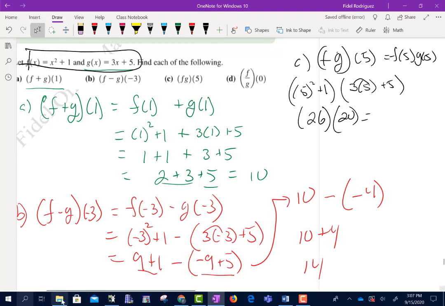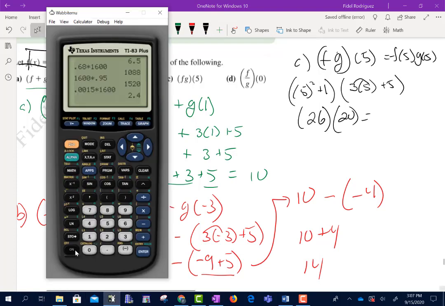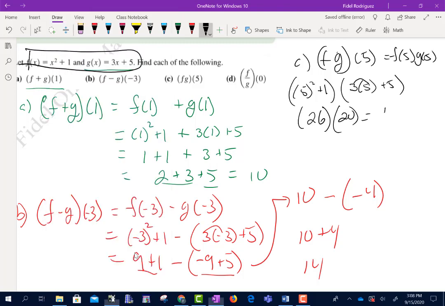So I'm going to grab my calculator. Let's see, I think I got it right here. Let me turn it on. Let me clear it out. So what's 26 times 20? And that is giving me 520. Okay. All right.